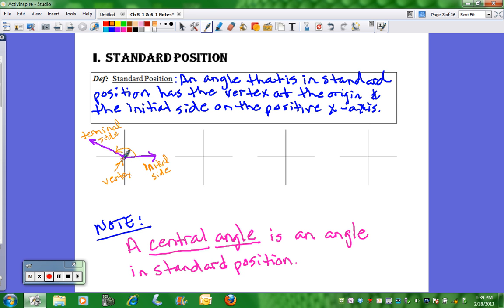Sorry, the other way around. The vertex is at the origin. So I'm going to call this angle alpha. It's kind of like a halfway fish or something like that. All right, so that's the first thing.